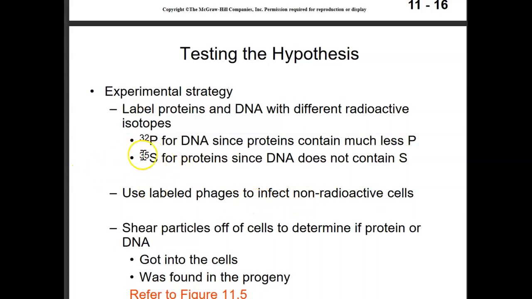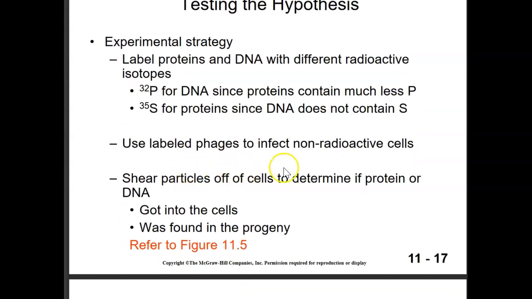Sulfur, radioactive sulfur, becomes incorporated into proteins. So they used S35 to label any new proteins that were being made. They used the labeled phages to infect non-radioactive cells. You don't want to have radioactive cells there because then you have background and that's a mess, right?